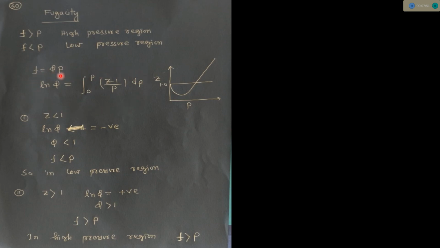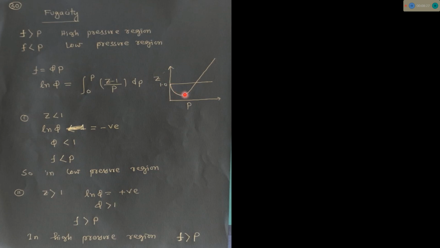We can define the fugacity coefficient as ln phi equals the integration from 0 to p of (z minus 1)/p dp. So there is the compressibility factor. If we see this graph, then this straight line is for the ideal case, z equal to 1, for ideal gas behavior. If we see the low pressure region, this is the low pressure region, this is the high pressure region. So in the low pressure region, z is less than 1.